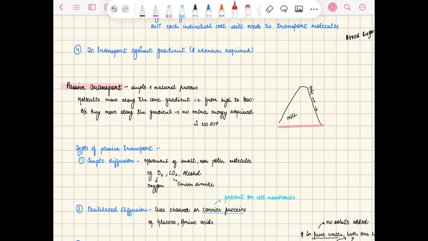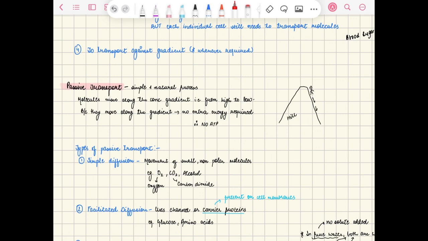Now, if we look at the diagram, this is a hill, and the person, say A, is standing right here, and he has to come down. Will he have to put in energy? Just think, will he have to put in energy to come down, or will it be very easy? Why? Because the slope of the hill is downwards, right? So all A has to do is just walk. He can walk freely without putting in any energy.